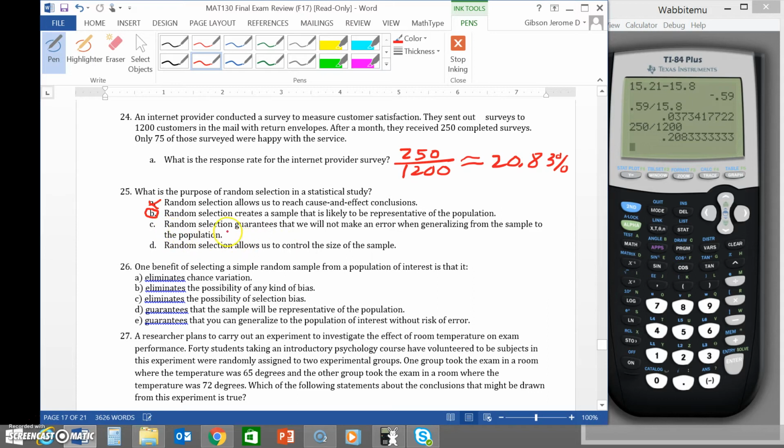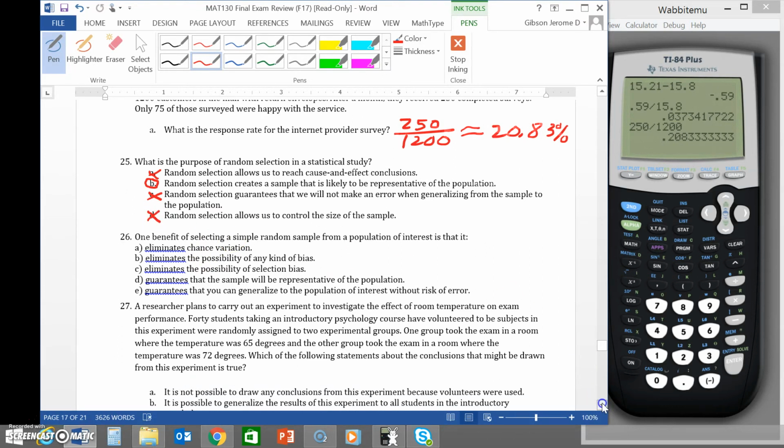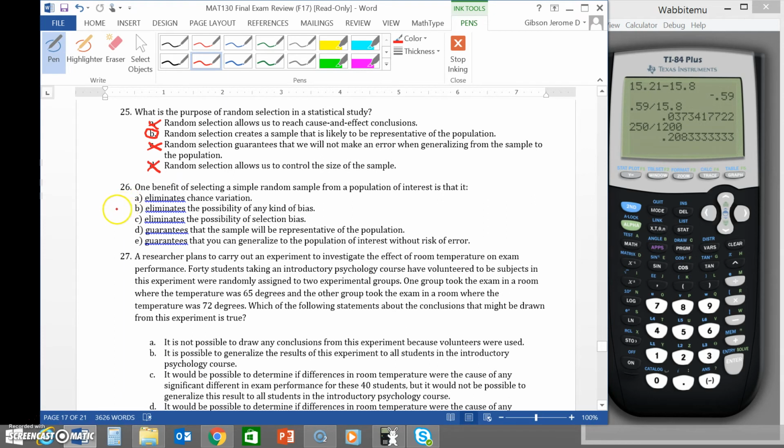Now we look at C, random selection guarantees that we will not make an error when generalizing from the sample to the population. We know that is not true. And then D, random selection allows us to control the size of the sample. That's not why we do random selection. Okay, now we had 26.